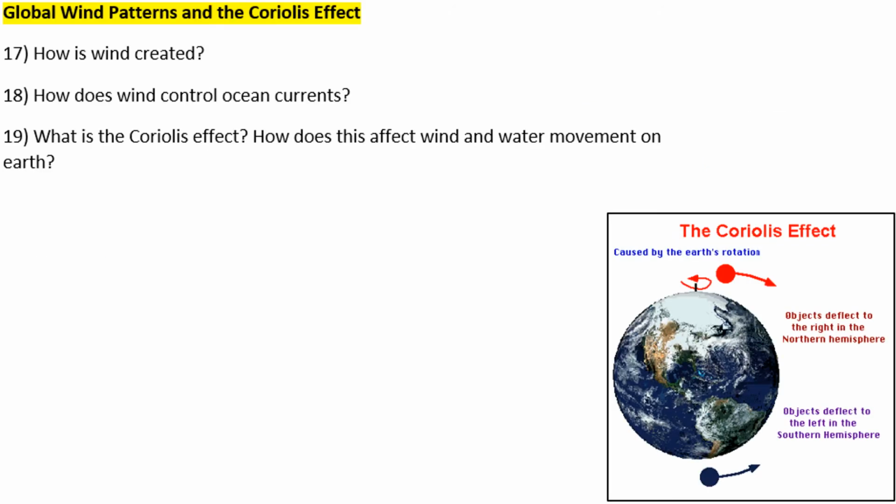17. How is wind created? So, it is produced by the uneven heating of the Earth's surface by the sun.